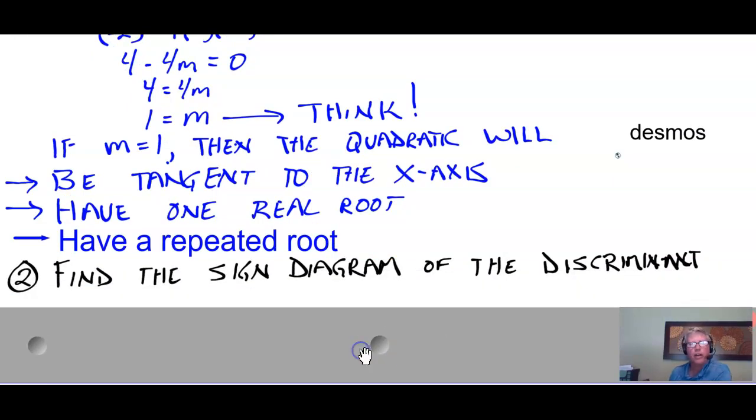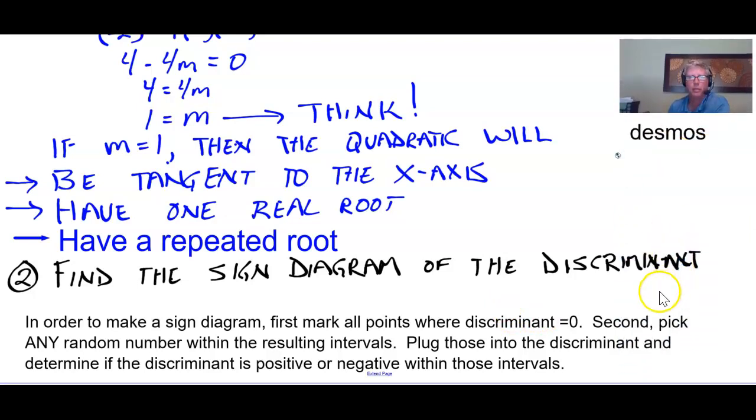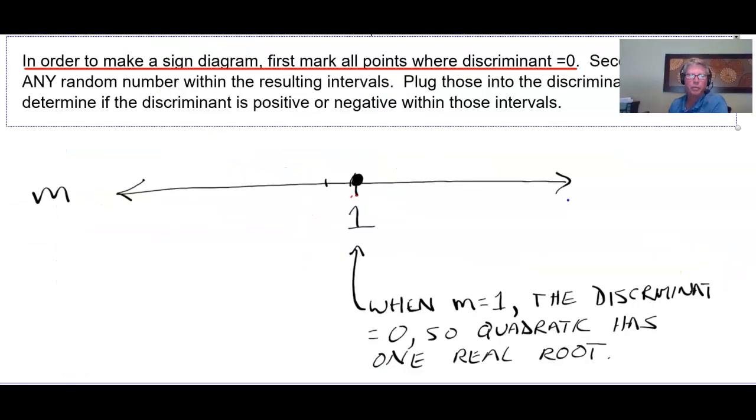Okay, now we're going to find the sign diagram of the discriminant. Okay, I'm going to fly up here. Okay, in order to make a sign diagram, first mark all the points so the discriminant is equal to 0. Okay, I don't know what a sign diagram is, I don't know how to mark points, and then all of a sudden we're on the second step, and I don't even know the first step. So, let's go to the next slide, and hopefully this will work out.